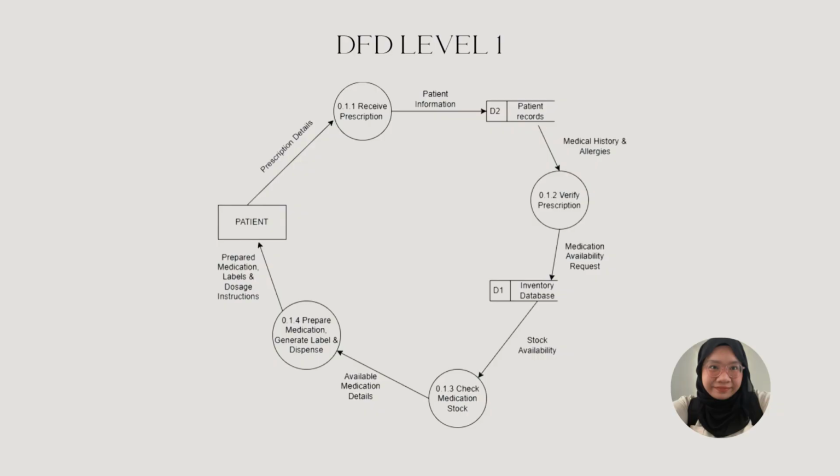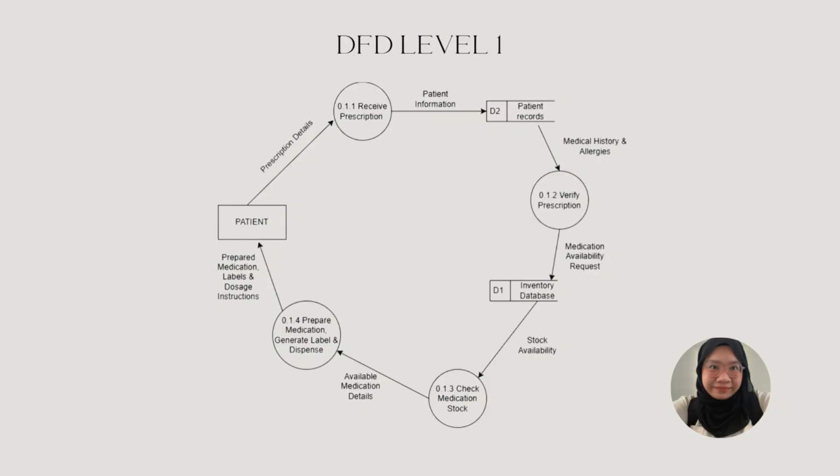This is important because the system needs complete and accurate patient information before any medication can be processed. Having accurate records also ensures that the following processes are carried out correctly. Next, the system verifies the prescription by checking the patient medical history and allergy record. The purpose of this step is to ensure that the prescribed medication is safe and suitable for the patient. By checking this information first, the system helps prevent medication errors and reduce the risk of allergic reaction.